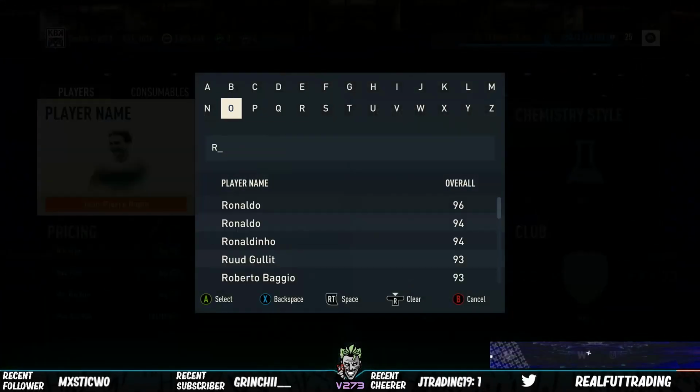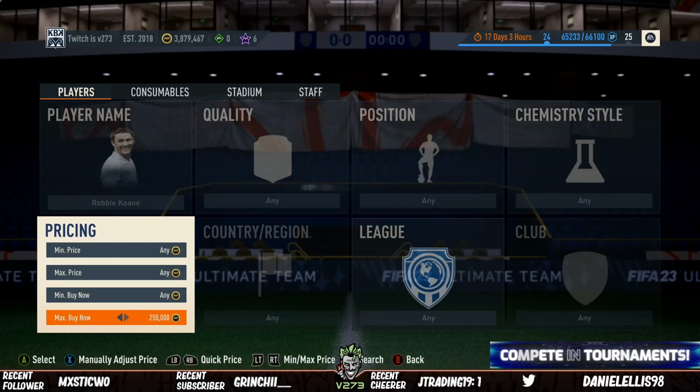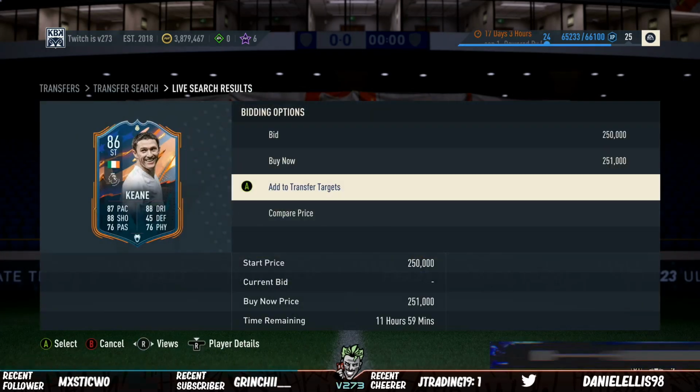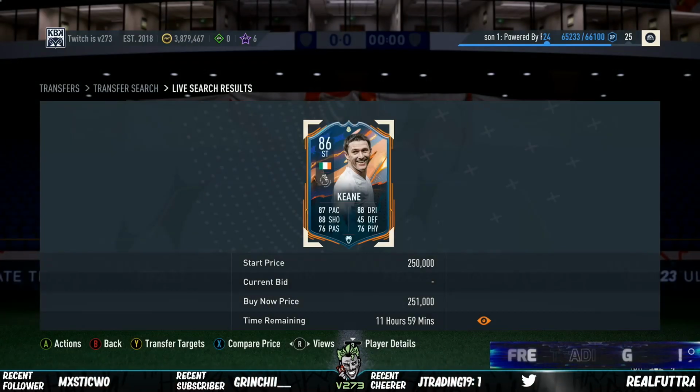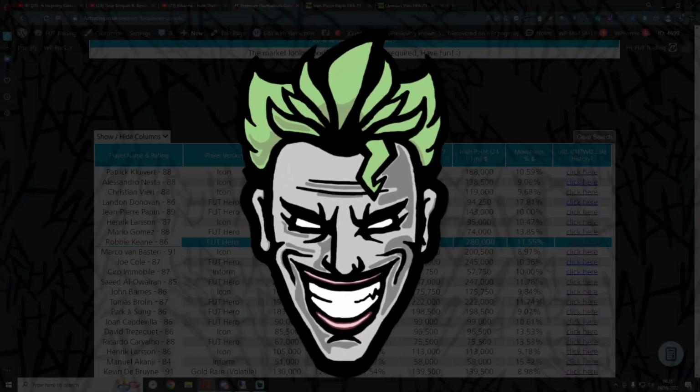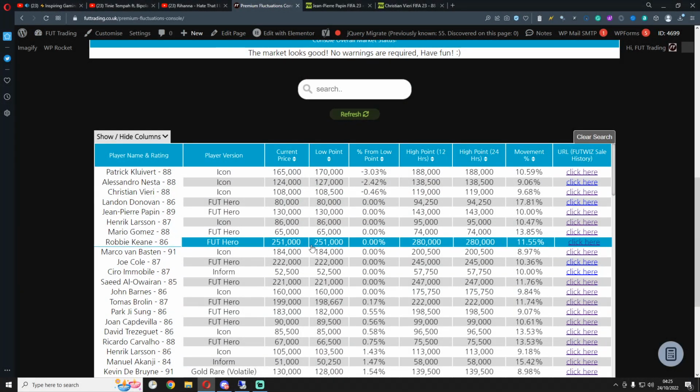Type in Robbie Keane. And you can see there's one on the market for 251 right now. So that's the low point right now. So we know the card's there for 251, which is the low. And now we need to see, does he sell at that high point? Again, he's a hero card, so there was a leak right now, so that's why they're volatile.